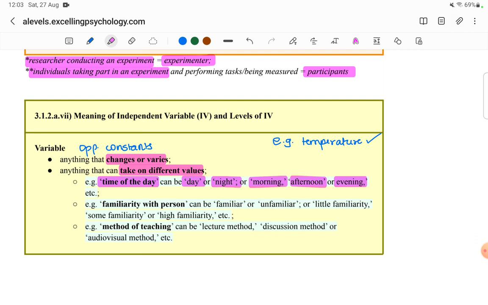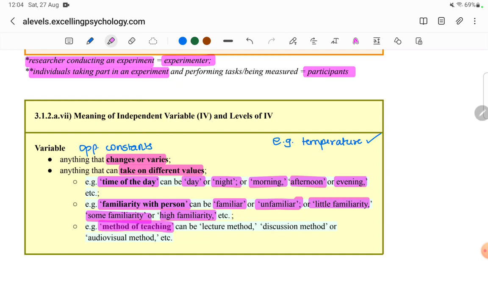Another commonly studied variable in psychology is familiarity with a person, which we had seen earlier. One researcher might choose to study familiarity only in terms of two of its values, familiar or unfamiliar. Another researcher might want to study it with even more finely bifurcated values. So he might want to study familiarity as little familiarity, some familiarity, or high familiarity. Nevertheless, because it takes on many different values, irrespective of which values are studied, it is a variable.